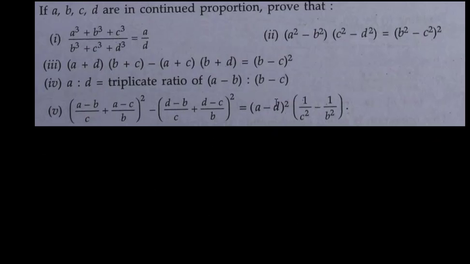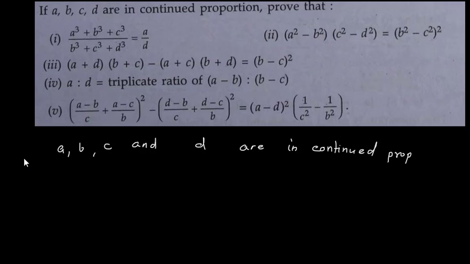And here is the last question for today. We have given a, b, c, d are in continued proportion. Now a, b, c and d are in continued proportion. So therefore you can say that a upon b is equal to b upon c is equal to c upon d is equal to, definitely you take as k.